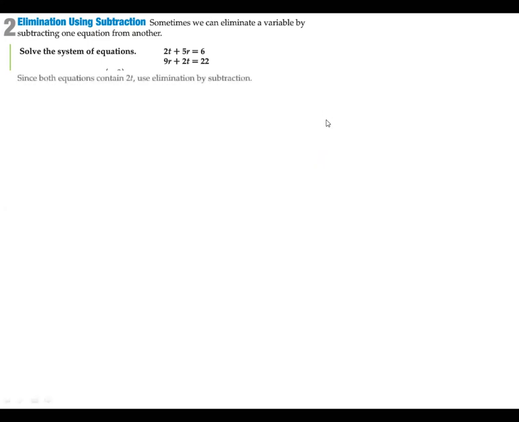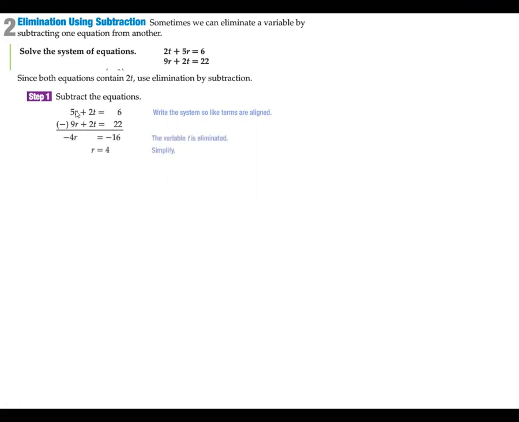So since it has the same coefficient but they're not opposites, we can use subtraction. So if I rewrite the first equation as 5r plus 2t, I want to subtract the two equations. So you think 5r minus 9r would equal negative 4r, and 2t minus 2t would cancel. And be careful, you have to do 6 minus 22, which would be negative 16.